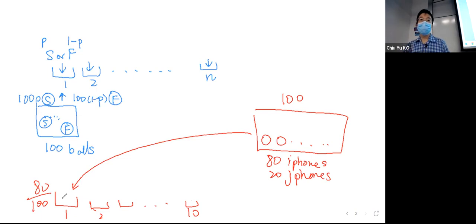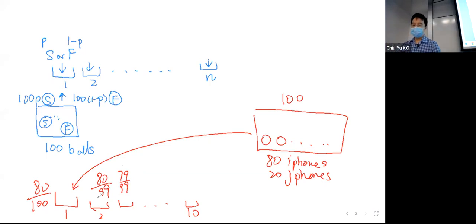But the second one is a little bit complicated. It's no longer 80 over 100. It really depends on what the first draw you have drawn is, right? If the first one is a J phone, then you become 80 over 99, because you drew one already. But if the first one is an iPhone, then you become 79 over 99, okay? So each time is a very different probability. It depends really on whether the first draw is an iPhone or not, and so on and so forth. So each draw is dependent, okay?